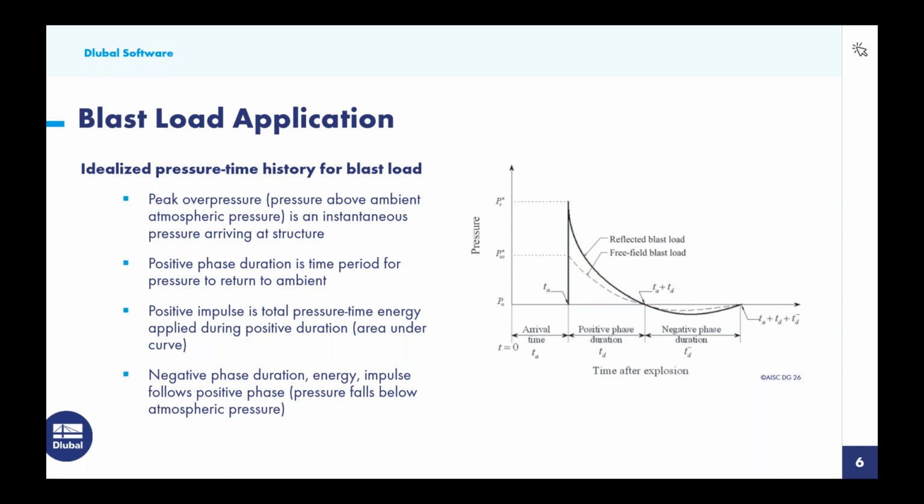And finally, we have the negative phase duration. Well, this includes the energy, again, the impulse, which is going to be the area underneath the curve that follows this positive phase, where the pressure falls below the atmospheric pressure.